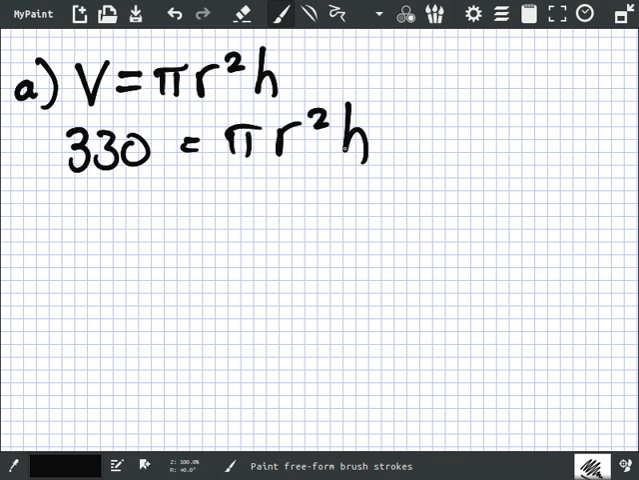Does anybody know why this is called the constraint equation? What's the meaning here of that? If you think about that word constraint. Any ideas? Constricted. Yeah, but why? What's happening here?